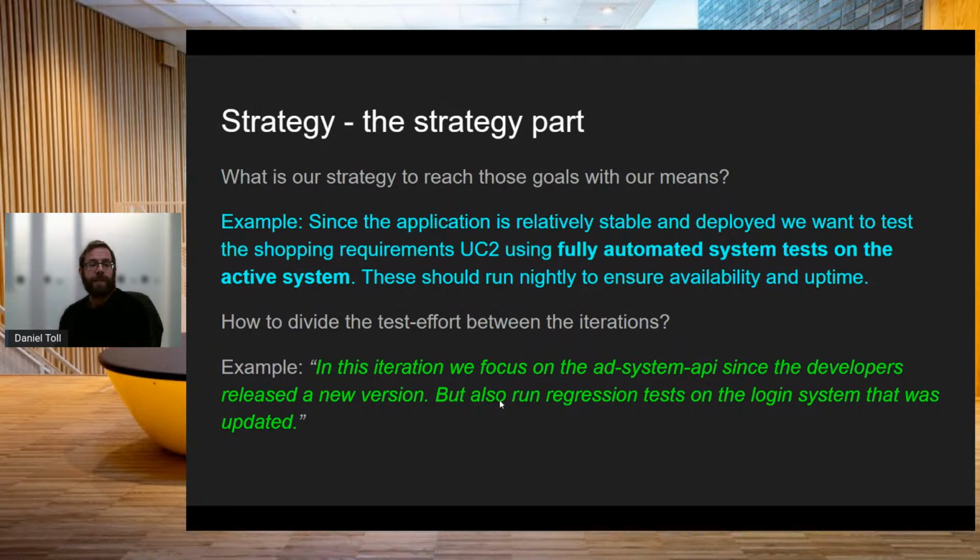So I have an example here. Since the application is relatively stable and deployed, we want to test the shopping requirements, use case 2, using fully automated system tests on the active system. These should run nightly to ensure availability and uptime. So here suddenly we have gone from a goal to how to do it, and we have decided a lot of different things, and we also talk about why we chose this, right? The application is relatively stable and deployed, which means that we can run fully automated system tests. The full automation depends on the budget. So if we have unlimited budget, maybe we would have chosen something else.